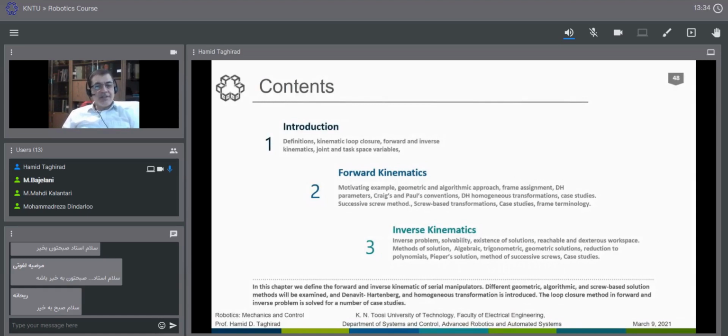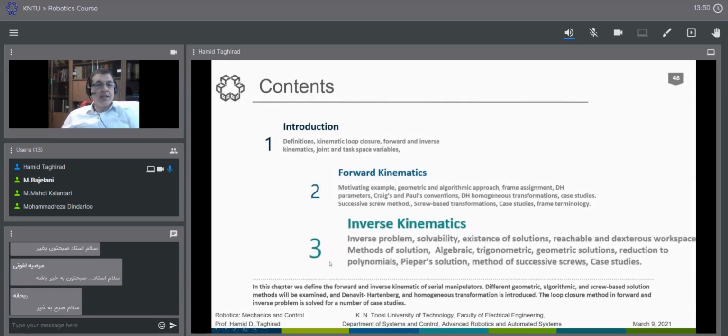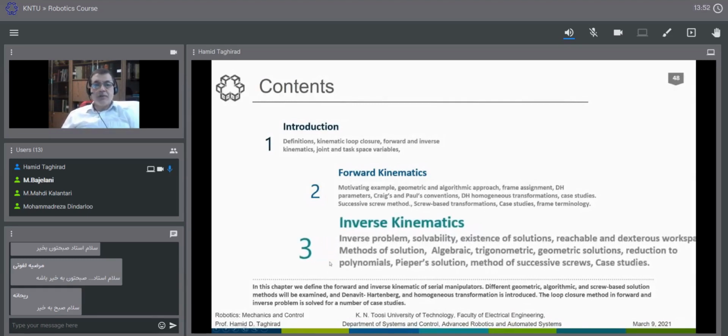Last time we started inverse kinematic analysis for a serial manipulator. This problem is quite extensive and has many different ways of solution. We will start with a very simple example, and then hopefully we will extend it to some more general form.